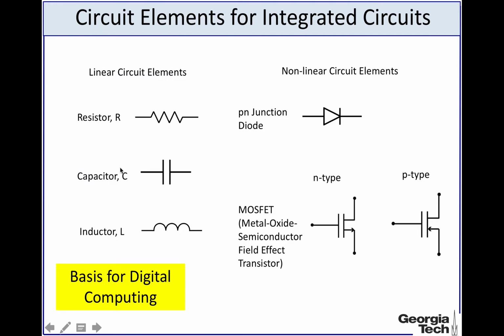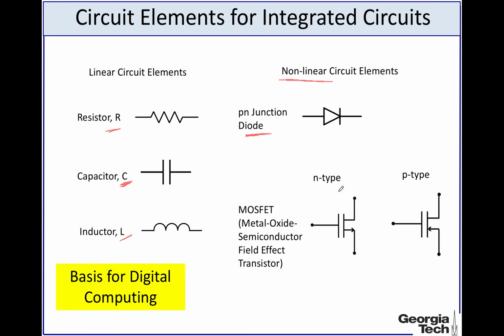Now, the circuit elements for integrated circuits. The basis for all computing, the integrated circuits, can be divided into two classes. One is linear circuit elements. The linear circuit elements are resistors, which are basically metals, capacitors, and inductors. These are also passive. And then we have nonlinear circuit elements. The first nonlinear circuit element is the PN junction diode, which we will also discuss in this class.